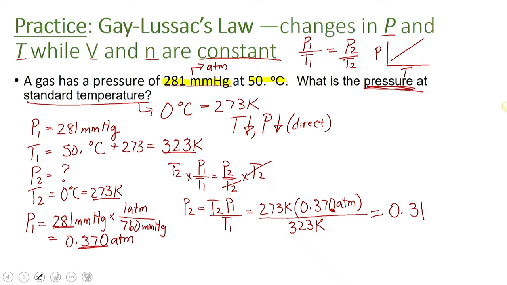Oh, you know what? How many sig figs do we keep? Our original value was 50 degrees Celsius. So even though we have here 323 Kelvin, we always go back to our original values that were given to determine our sig figs. So we've got 0.31 atmospheres.